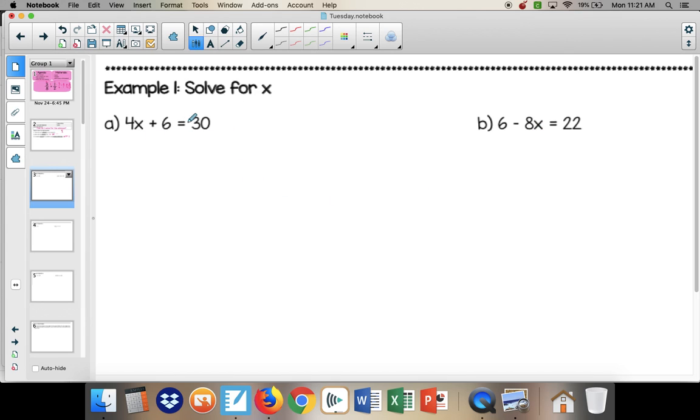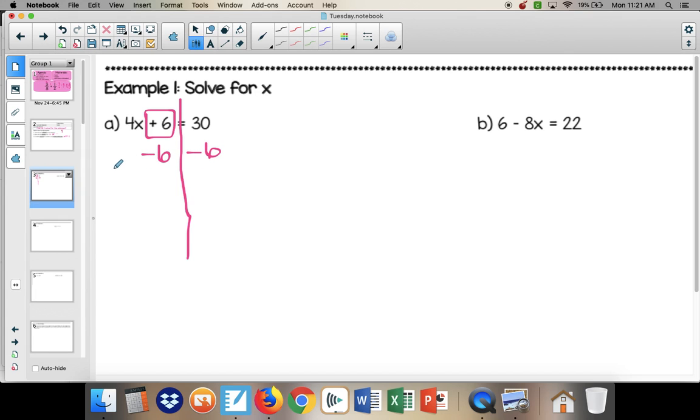Focusing on A, first step, draw that line so you have your balancing piece. I'm going to start with my constant, which is that adding of 6. Right now I'm just going to ignore the x. I boxed this adding 6. It's a positive, and my inverse operation to that is going to be the negative or subtracting 6.